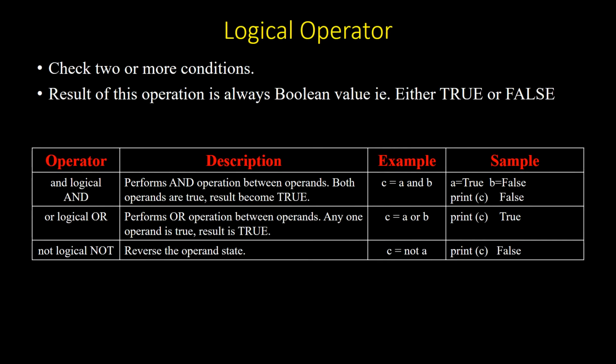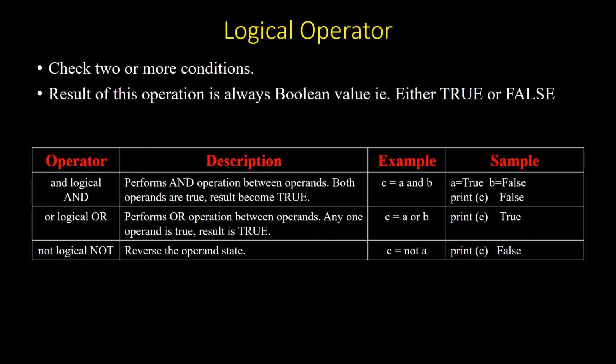The next one is the logical operator. This operator is used to check two or more conditions. The result of this operator is always a Boolean value, that is, either true or false. Here is the list of logical operators.